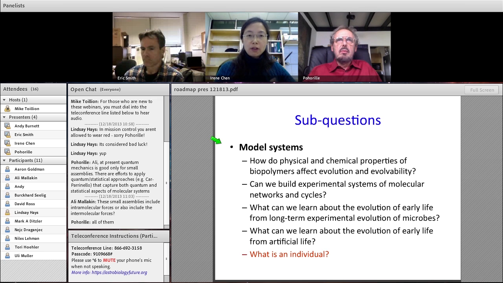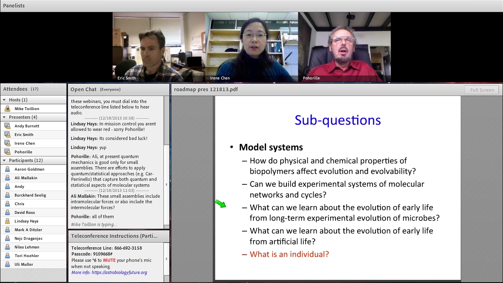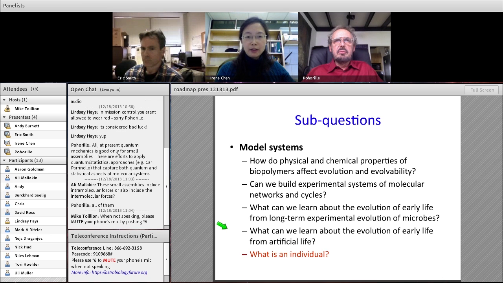The model systems, and this overlaps quite a bit with some of the other concept documents. How do physical and chemical properties of biopolymers affect their evolution and evolvability? Can we build experimental systems of molecular networks and cycles? And that definitely overlaps with some of the other documents out there. What can we learn about the evolution of life from long-term experiments on the evolution of microbes? What can we learn about the evolution of early life from artificial life? And that would, I hope, bring in some of the computer scientists who have thought about this type of thing.